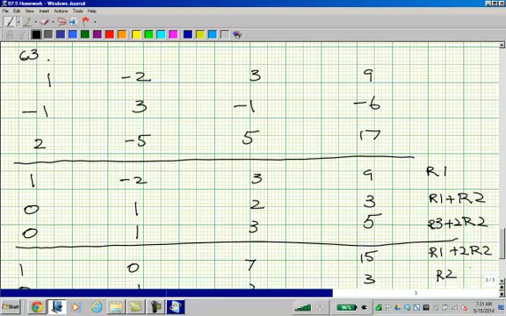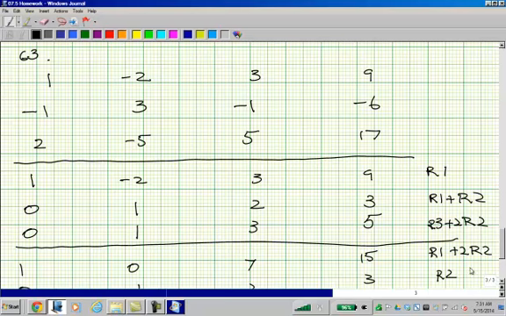So my first goal is simply to get 1, 0, 0 in this left-hand column. So I just bring down your row 1, because it's already there. 1, negative 2, 3, 9. I'll worry about the rest of the numbers later. I take R1 plus R2. That's pretty obvious. That's going to give me 0, 1, 2, 3 in the second row. And finally, to get a 0 in the first element in the third row, I'll take R3 plus 2R2. And that'll give me 0, 1, 3, 5 in this row.